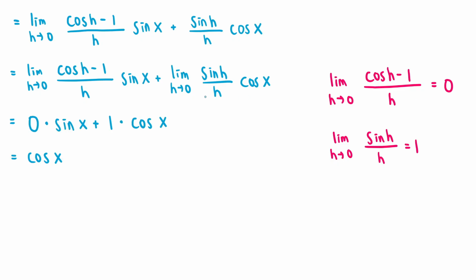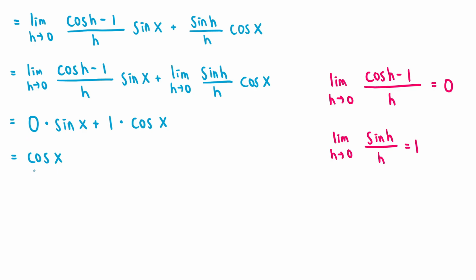So if we plug in these values, the limit as h approaches 0 of cosine h minus 1 all over h times sine of x is equal to 0 times sine of x, and the limit as h approaches 0 of sine of h over h times cosine of x is equal to 1 times cosine of x. The expression becomes 0 times sine of x plus 1 times cosine of x, and the first term disappears because of the 0 term, and simplifies to cosine of x.